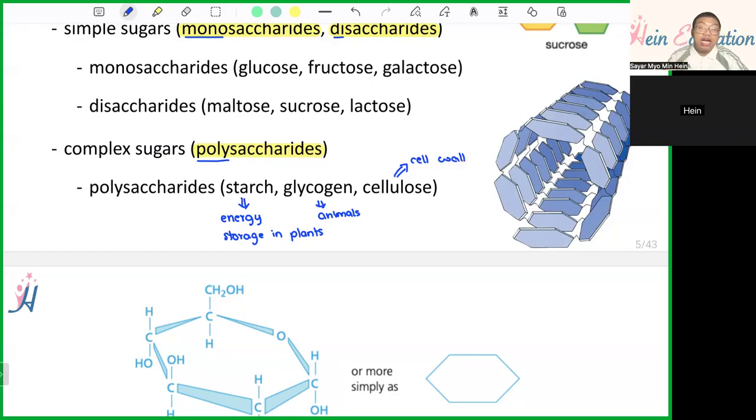I'll repeat one more time. Monosaccharide is one sugar unit, disaccharide is two sugar units, and polysaccharide means many sugar units combined together. There are three examples for each. For monosaccharide, glucose, fructose, and galactose. For disaccharide, we have maltose, sucrose, and lactose. And for polysaccharide, we have starch, glycogen, and cellulose.